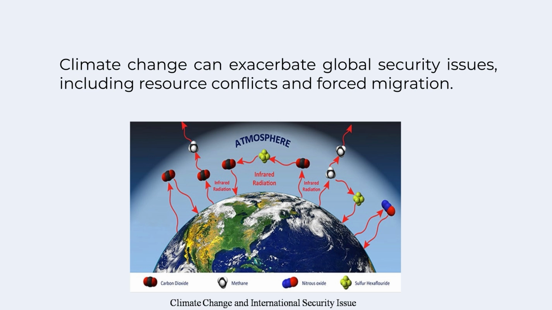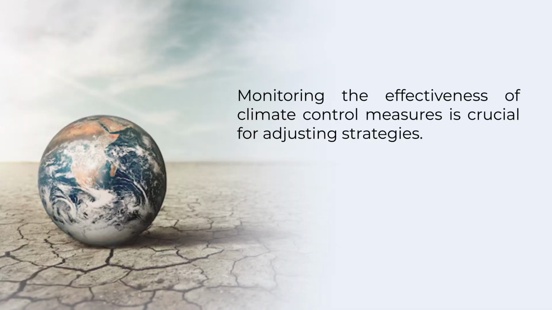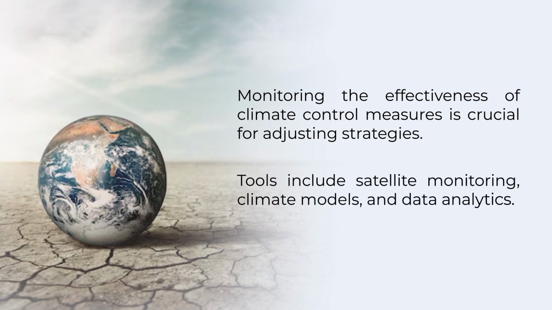Climate control and global security. Climate change can exacerbate global security issues, including resource conflicts and forced migration. Because of climate change and extreme weather conditions, resources are limited, conflict can occur and migration can happen. So climate control measures are very important to stabilize these regions and prevent conflict. Monitoring the effectiveness of climate control measures is crucial for adjusting strategies. Tools include satellite monitoring, climate models and data analysis.